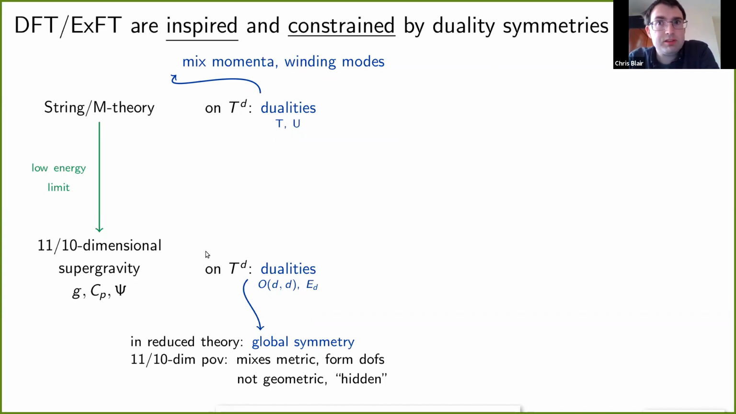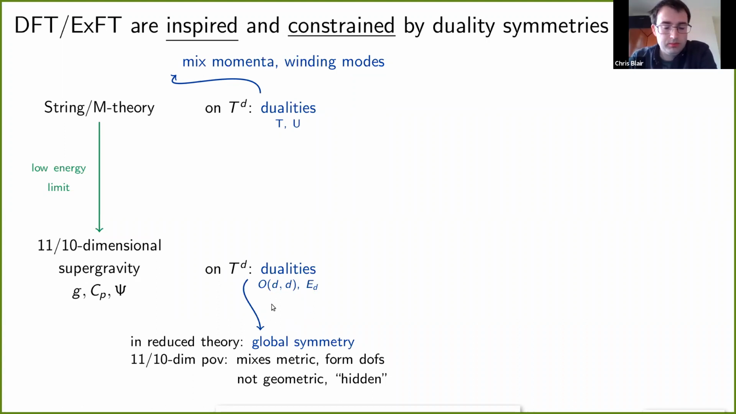It shows up, however, in an interesting, non-obvious way. So if I take my supergravity and do a Kaluza-Klein reduction on a d-dimensional torus, I find in the reduced theory, the lower dimensional theory, that there is an enhanced global symmetry associated to the presence of the T or U duality symmetry in the full theory. So for instance, if I reduce 10D supergravity on a d-dimensional torus, I get an enhanced O(d,d) symmetry, which is the T duality symmetry. And if I reduce the 11D supergravity on a d-dimensional torus, I get a more interesting symmetry associated to the exceptional Lie groups, which I denote by E_d.